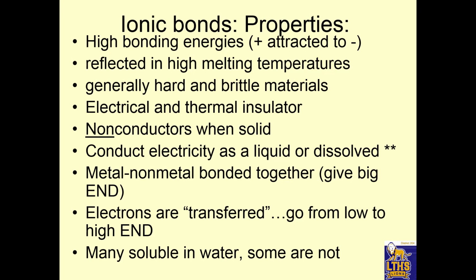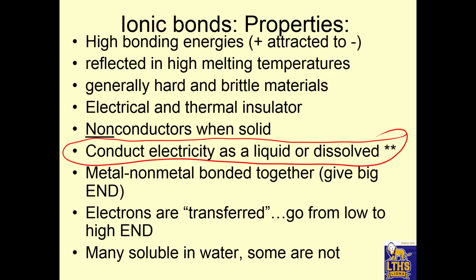So what do these compounds have? They have high bond energies. They have high melting temperatures. They're hard, brittle materials. They're insulators. They don't conduct electricity or heat very well when they're solid. But when you dissolve or melt them, they do conduct. Many are soluble in water and some are not, and we'll talk about why. But this is very different than covalent, and so are some of the other properties.